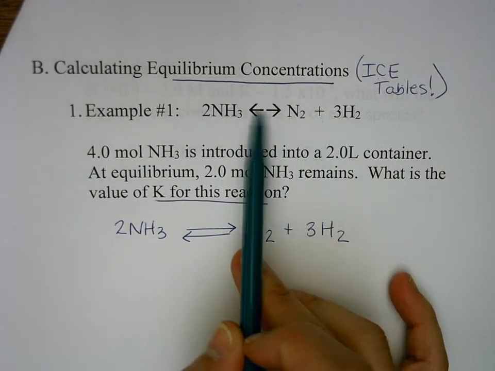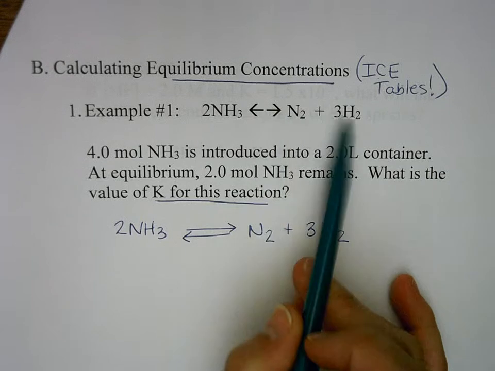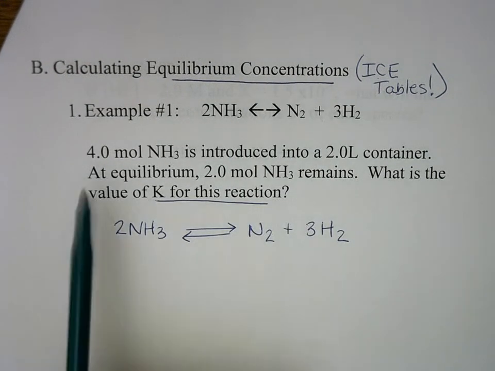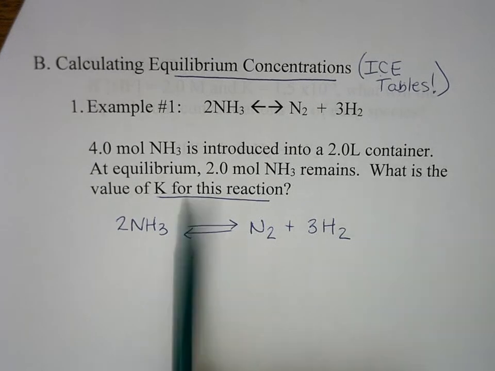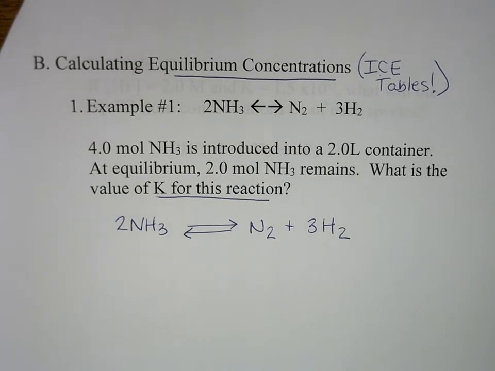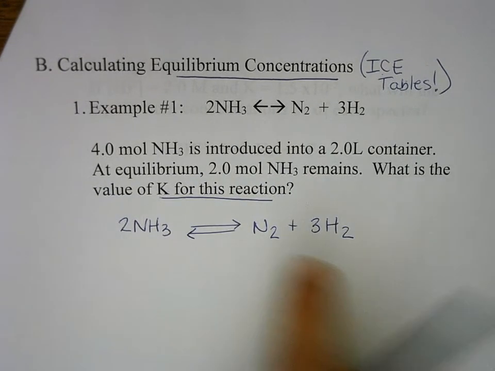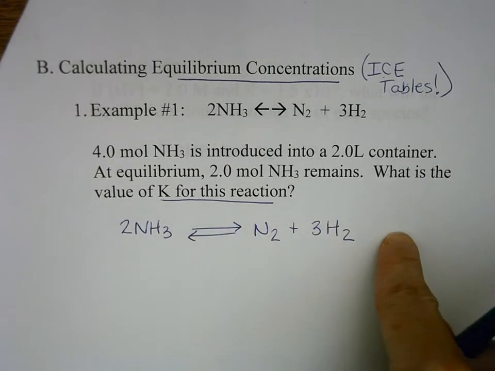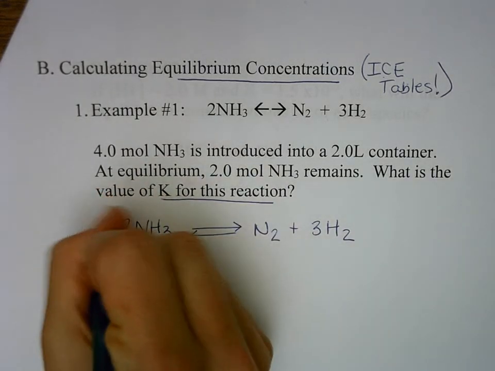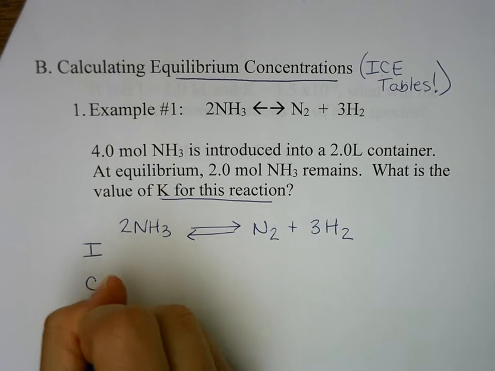And then you've got this double arrow, so it's going in both directions. We've talked about that. At equilibrium, 2 moles of NH3 remain. We started at 4. What's the value of K for this reaction? Now, setting up the ICE table, it always helps to have your reaction up at the top. So if you need to rewrite the reaction, rewrite the reaction.